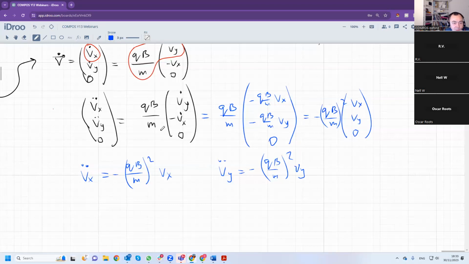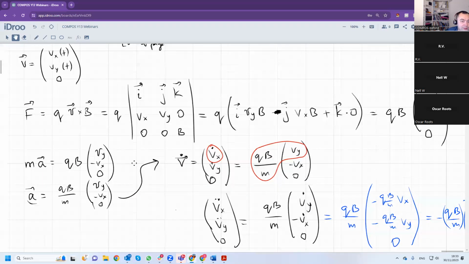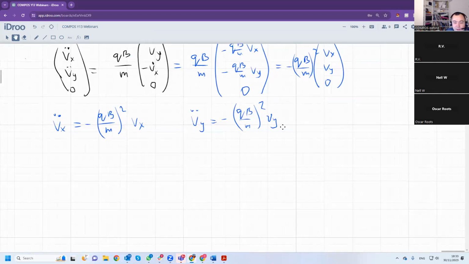Why is there a minus for VY? Because when we multiply V and B, I goes with a plus, but J always goes with a minus. That's why. And then plus. This comes from the definition of the vector product. So we have two differential equations.